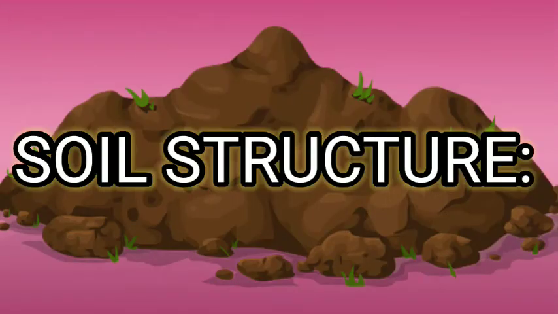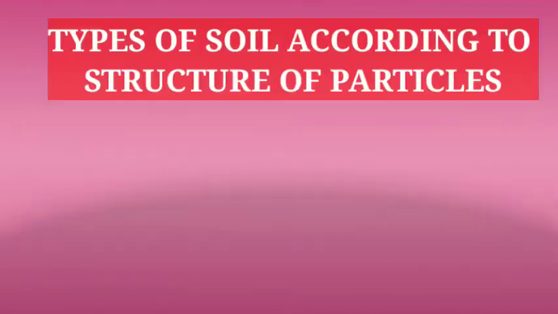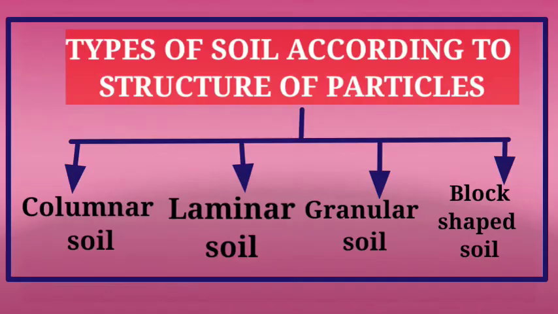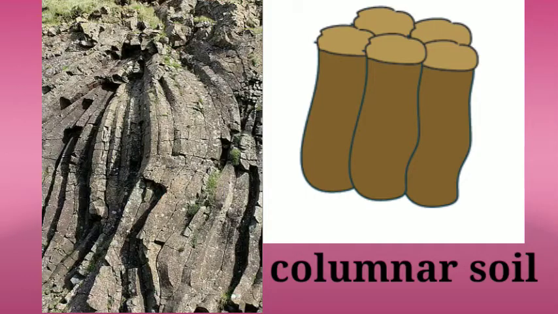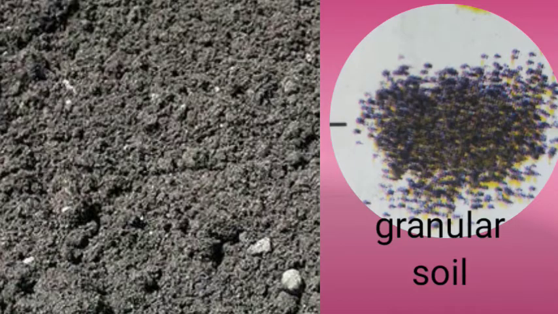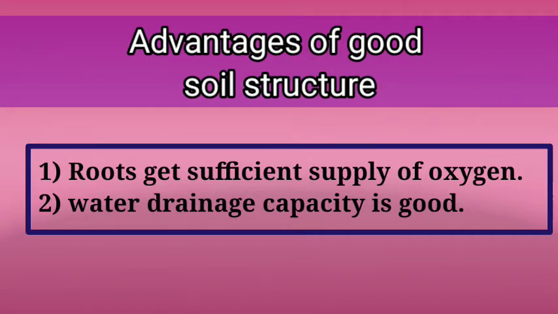Next point is soil structure. Depending upon the structure and shape of particles in soil, it is classified into 4 different types. First one, columnar; second, laminar; third, granular; and fourth, block shaped. Students, always remember the fertility of soil depends upon soil structure. Good soil provides a sufficient supply of oxygen to the roots of plants. The water drainage capacity of soil must be good.